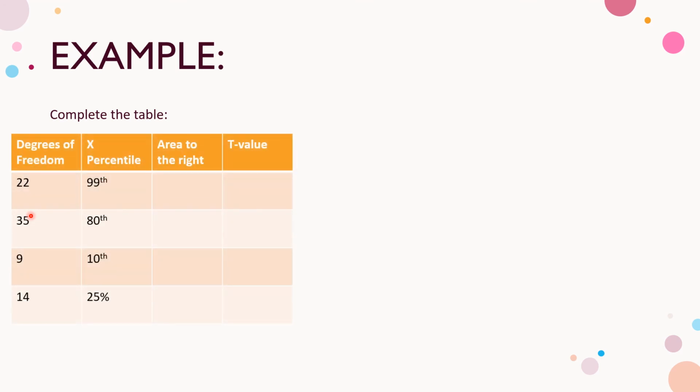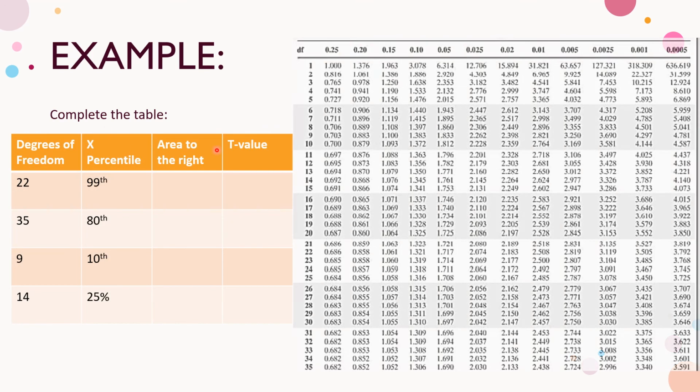More examples on finding percentiles under a t-distribution. We are going to complete this table, guided by this t-table on the right tail. A clue in solving percentiles: if it is on the right tail, or greater than the 50th percentile, then you get the area to the right. But if it is lower than the 50th percentile, then you get the area to the left and simply take the negative value from this right tail table.